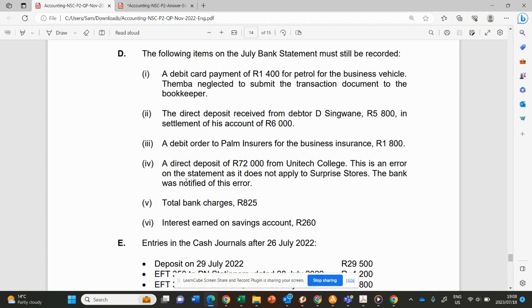They say a direct deposit of 72,000 from Unitech College. This transaction is an error on the statement. It does not apply to Surprise Stores. The bank was notified of this transaction, that this amount of 72,000 does not belong to us. Us is Surprise. It doesn't belong to us. And the bank credited the amount into our bank account by mistake. So then we need to tell the bank to cancel this amount, to cancel this receipt, because this is a direct deposit. To cancel the receipt. You see?